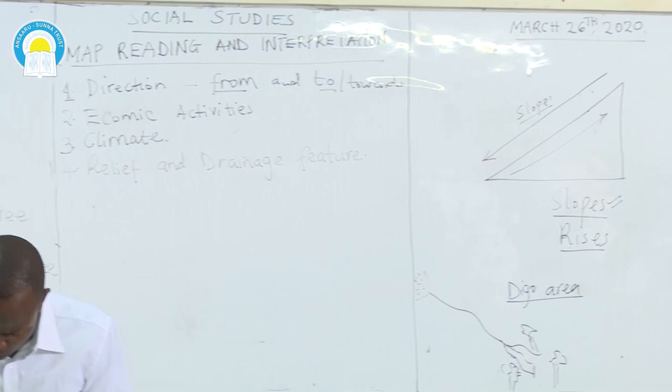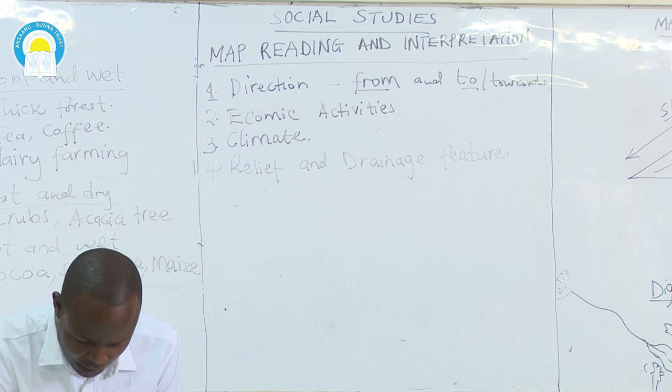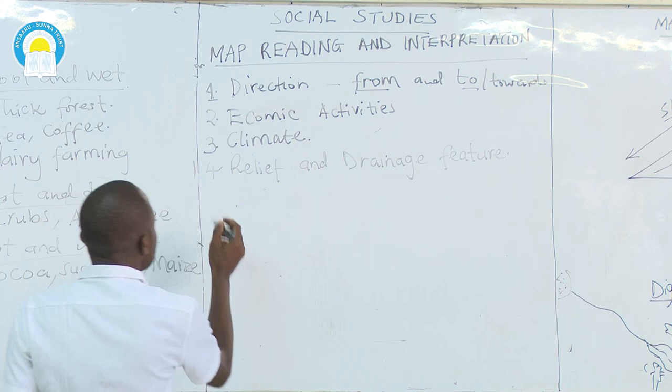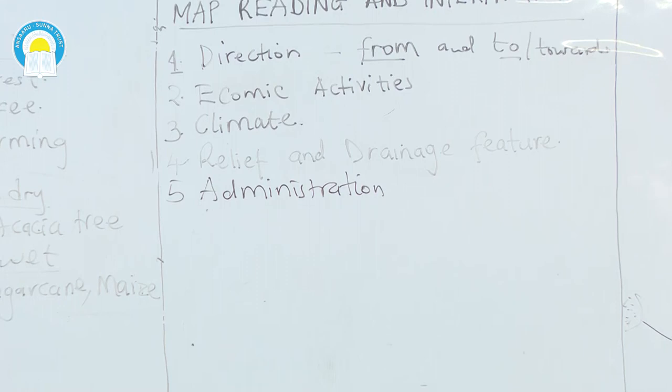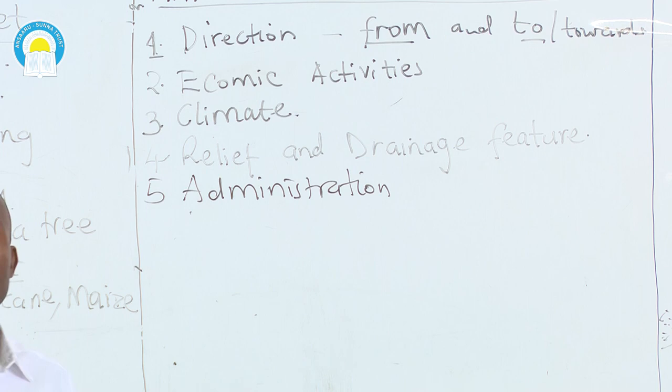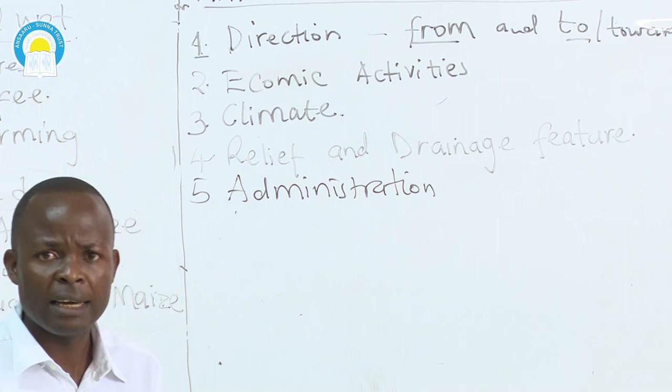The fifth part, that is now administration. This is where a number of pupils get confused and give a wrong answer. Administration under the devolved government, we now have county governments, and most maps that we deal with mostly deal with counties, or a sub-county. So under administration, here we are talking about the head of that area you are studying.